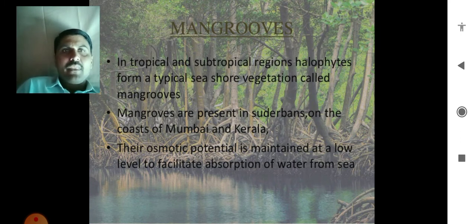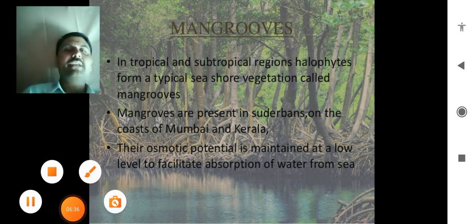Mangroves, what are mangroves? Look at the pictures shown in this slide.